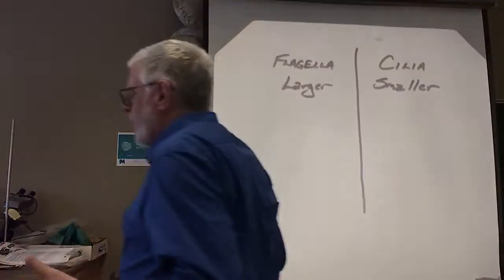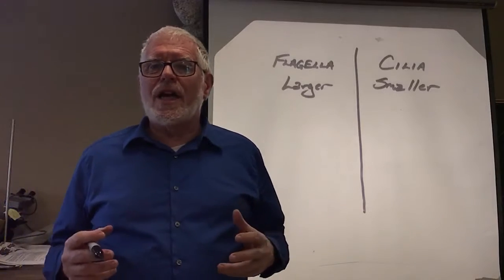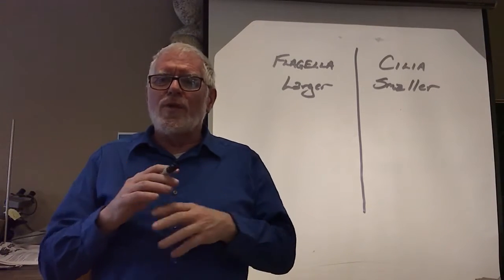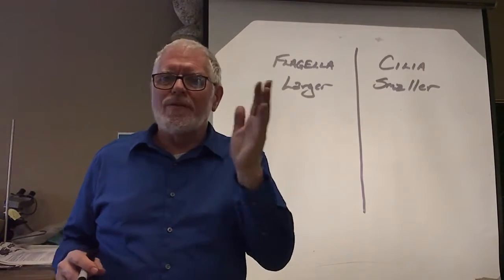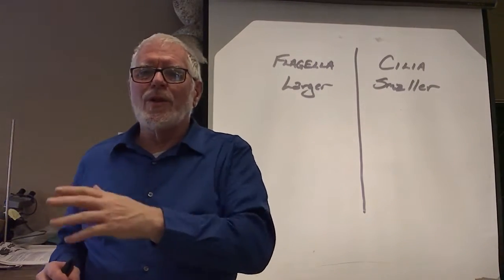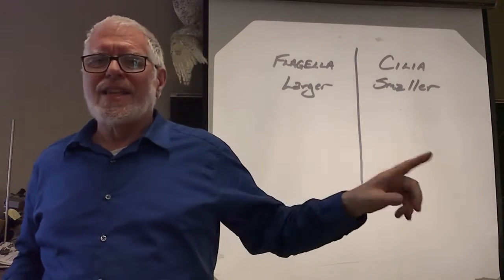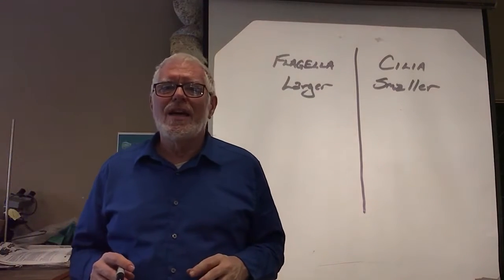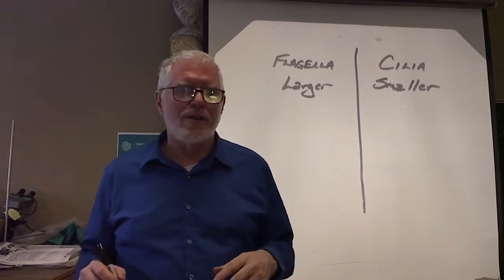Flagella tend to be bigger, cilia tend to be smaller. Common flagella are way bigger than common cilia. There's an overlap in between. There's no one threshold where above it, it's flagella, and below it, it's cilia. There are some pretty big cilia and some pretty small flagella. And it's other stuff on the list that kind of breaks the tie. But typically, flagella are big and cilia are small.